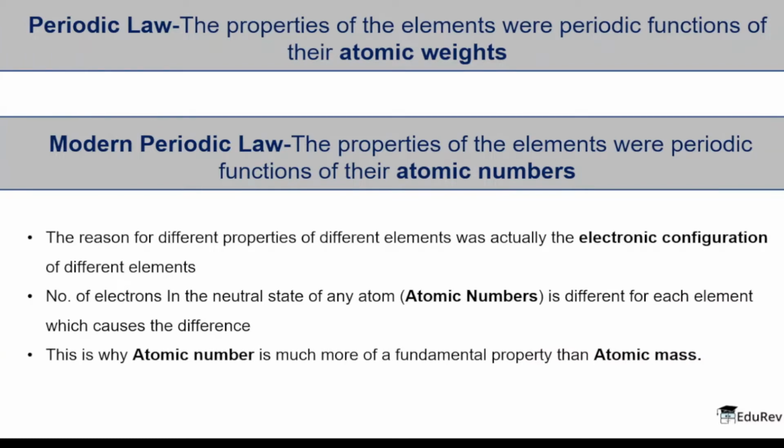The main reason for this was that different properties of different elements were actually because of different electronic configurations of these elements. The number of electrons in the neutral state of any atom, as you already know, is the atomic number, and that is different for each element, which actually causes the difference. And hence, atomic number was considered to be much more of a fundamental property than the atomic mass. And that is why the basis of the modern periodic law is the atomic numbers, unlike that of the periodic law given by Mendeleev, the basis of which was the atomic weights. This is the main difference between the modern periodic law and the periodic law given by Mendeleev.